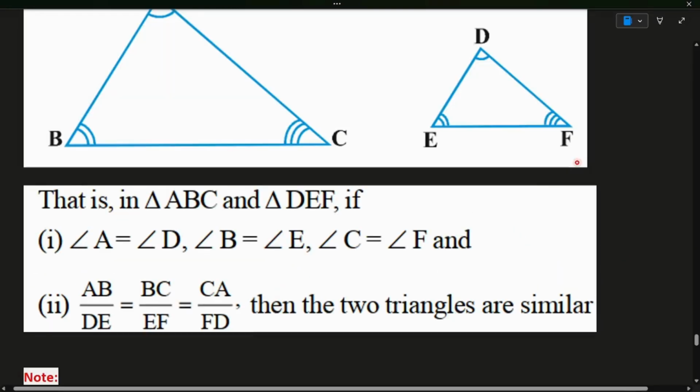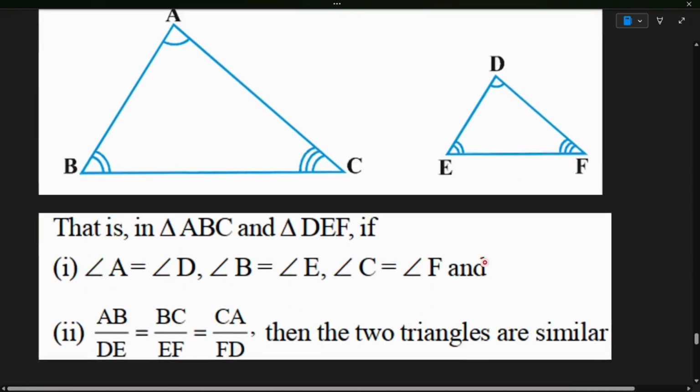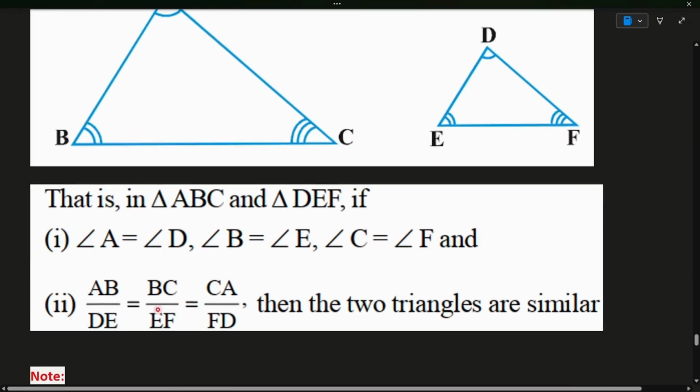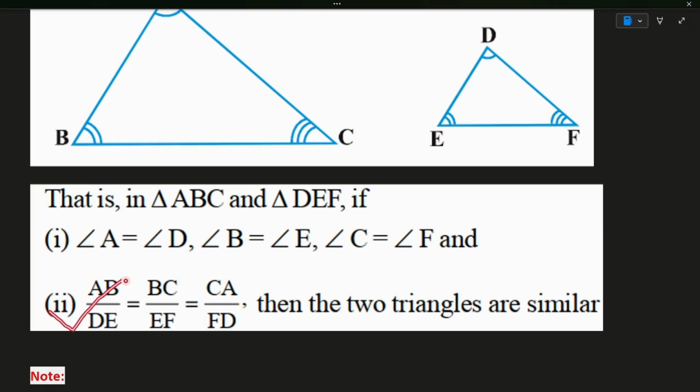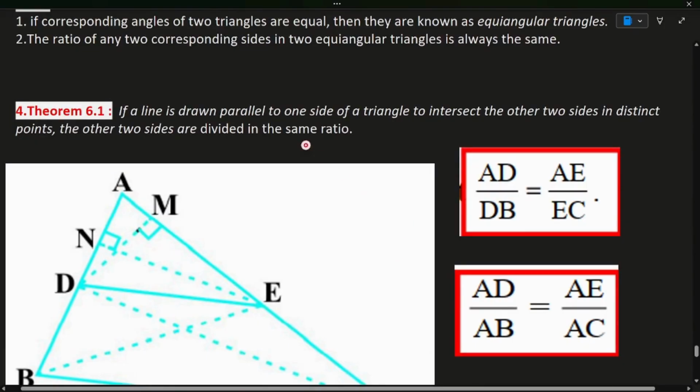The basic proportionality condition says that the corresponding sides must be proportional, meaning the ratio of AB by DE must be equal to the ratio of BC by EF, and also equal to CA by FD. So this is the second condition. These are the two conditions that must be checked to call any two polygons or any two triangles similar figures.